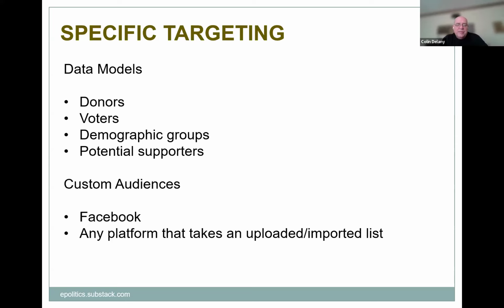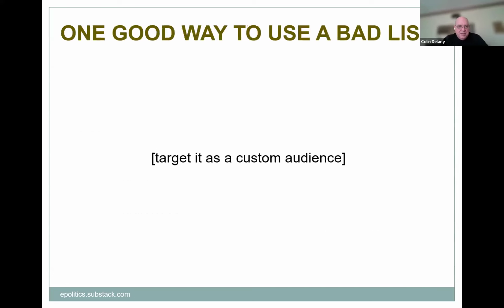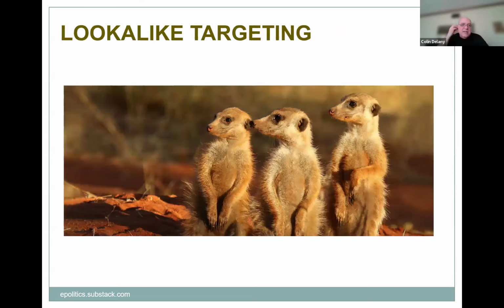If you're doing C3 work or C4 work like that, YouTube is probably not going to be a good bet because you can't do that one-to-one targeting. But so we've seen one good way to use a bad list. So you can also take a custom audience of any kind and turn it into a look-alike audience. And Facebook emphasizes this, but there are plenty of other platforms where you can do it too.